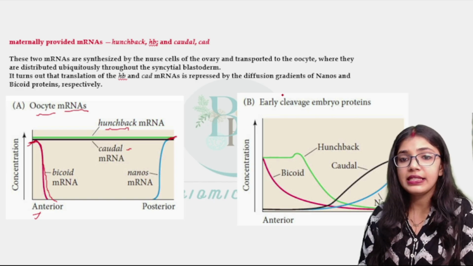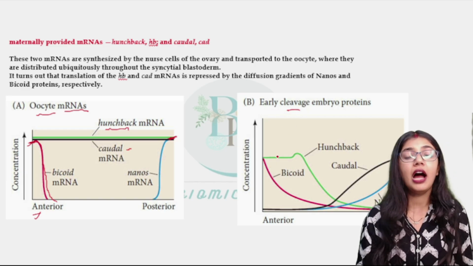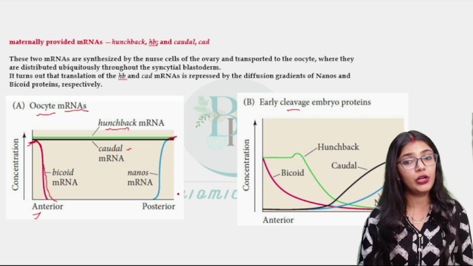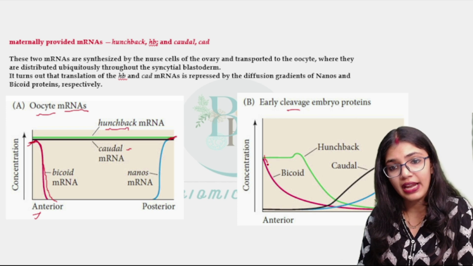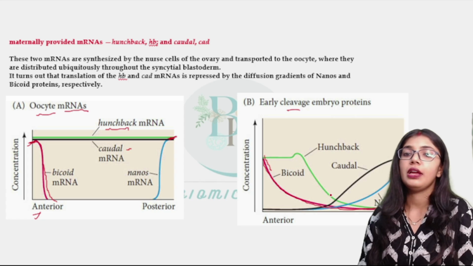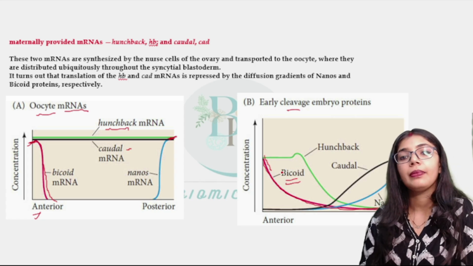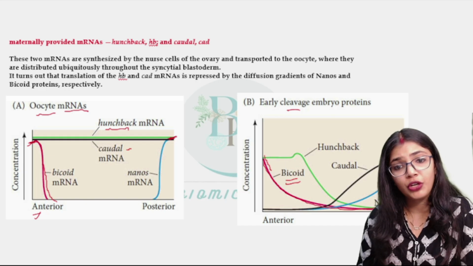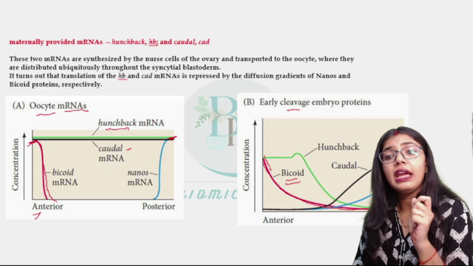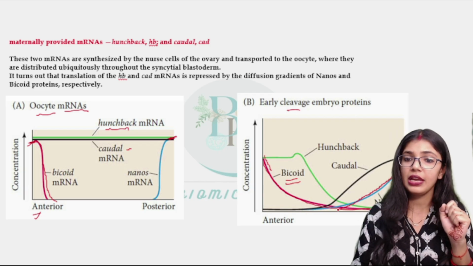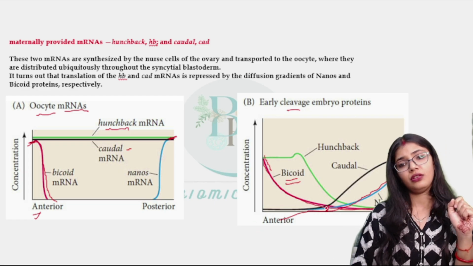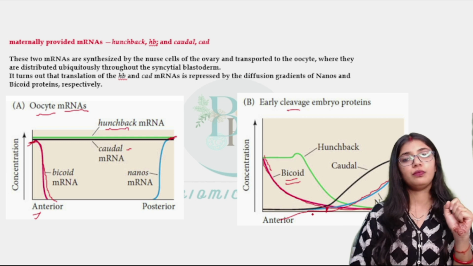Okay, so here we can see what happens after fertilization. The bicoid mRNA which is produced will produce the protein. The concentration of the protein gradually decreases as it reaches the posterior pole. This is about the bicoid. Next is the nanos protein. The nanos mRNA was present in the posterior region, so the protein will be high in the posterior region, and gradually it will be low when it comes near the anterior region. And here there will be an interaction of the bicoid and nanos protein.